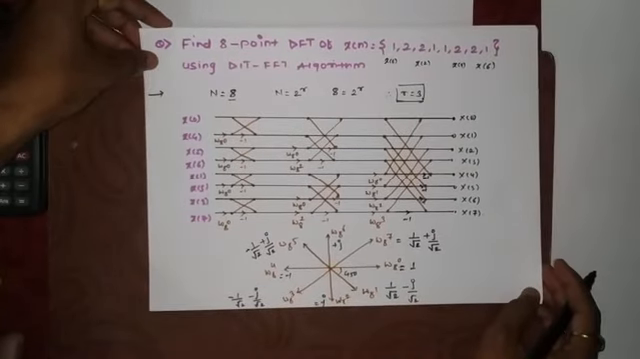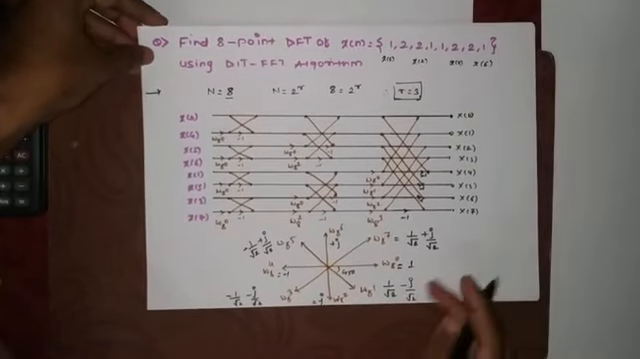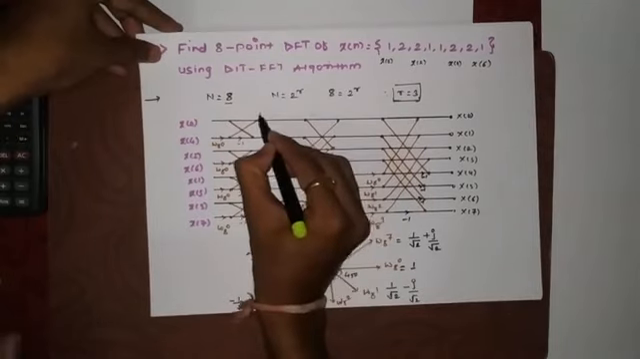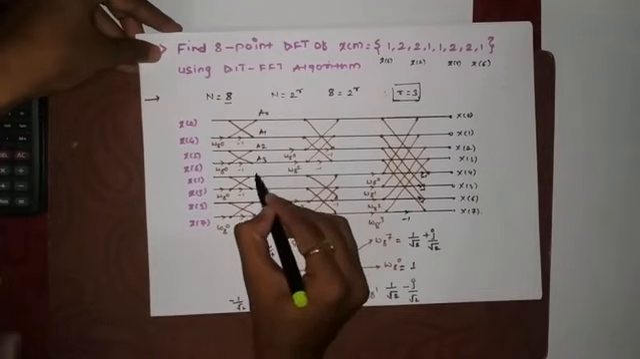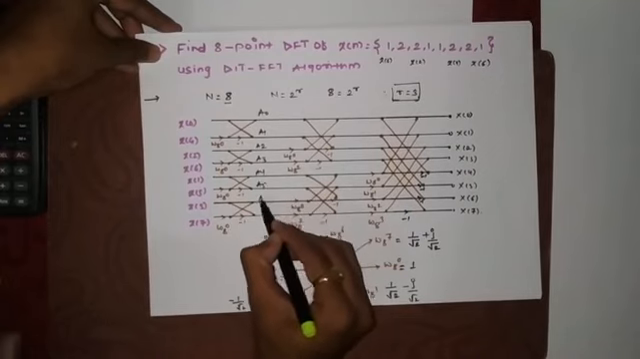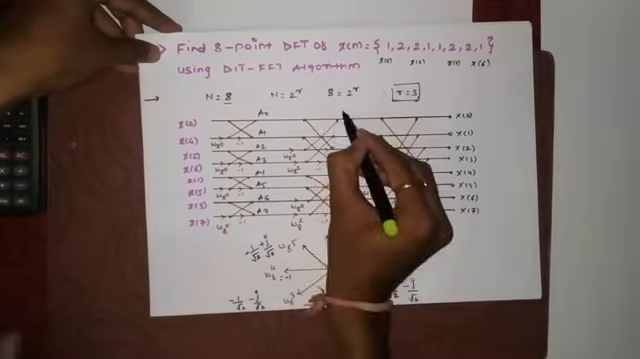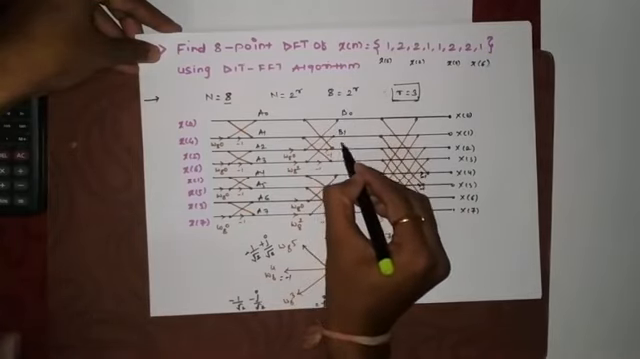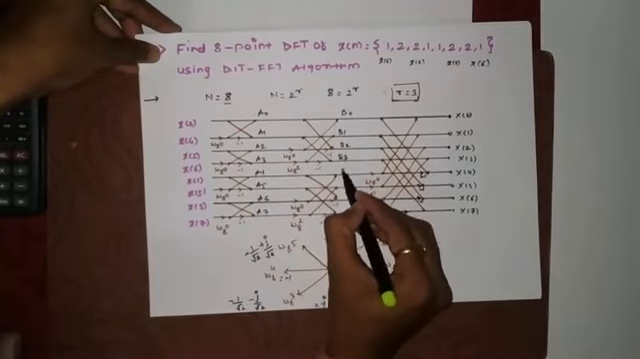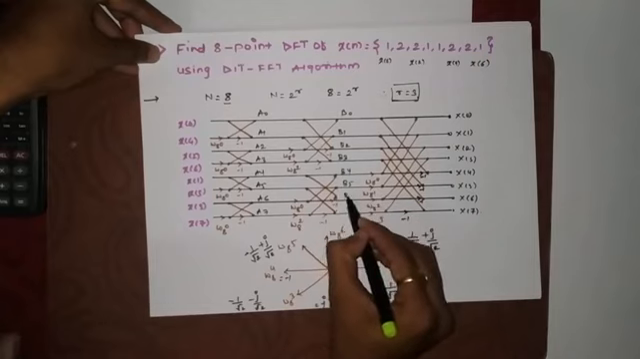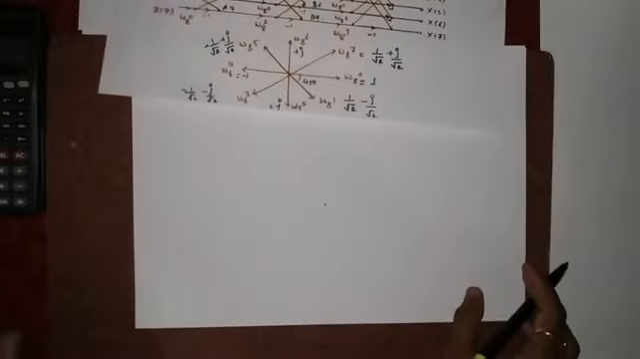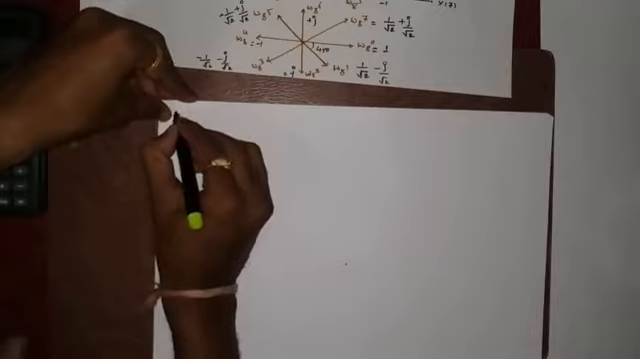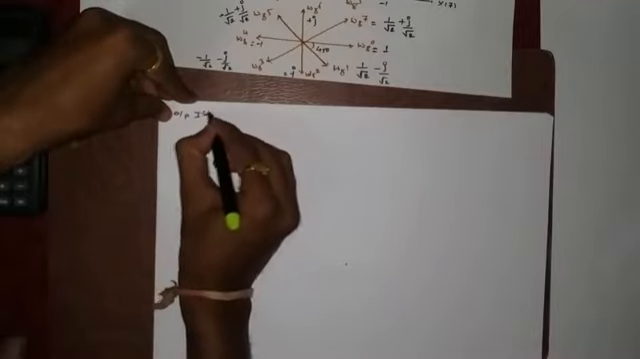Now we'll try to find the output of the first stage decimation and so on. So I'm putting the output of the first stage as a0, a1, a2, a3, then 4, 5, 6, 7. Second stage b0, b1, and so on up to b7. Okay, now coming to the point of finding their values, we'll write the output of the first stage.